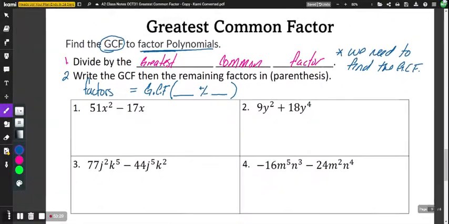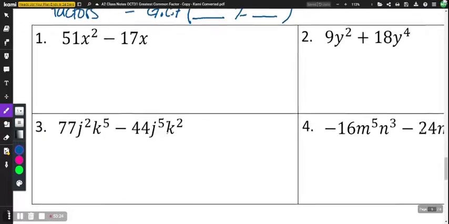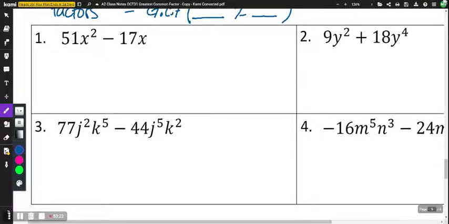So now I'm going to make this a little bit bigger so we can see. Let's take a look at this first example: 51x squared minus 17x. I need to find the GCF, which means the biggest number that goes into both of these terms. And then I need to divide by it so I can find the factors.